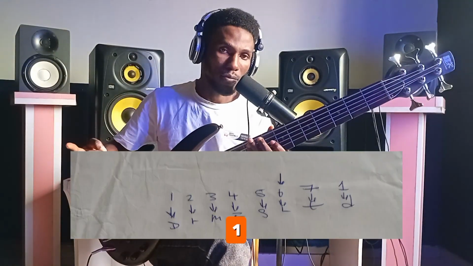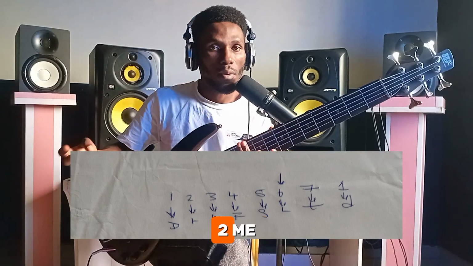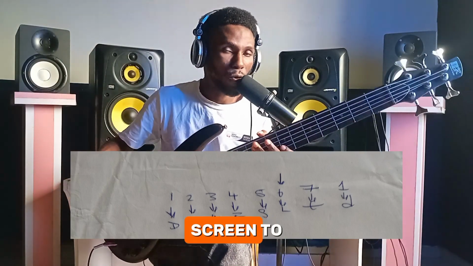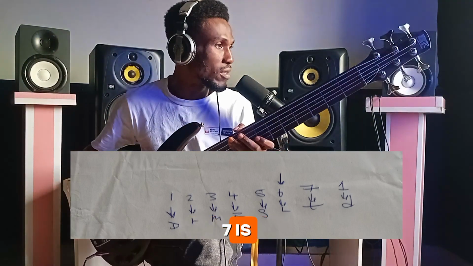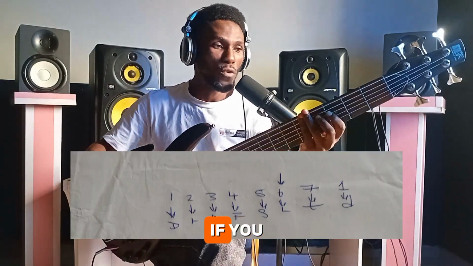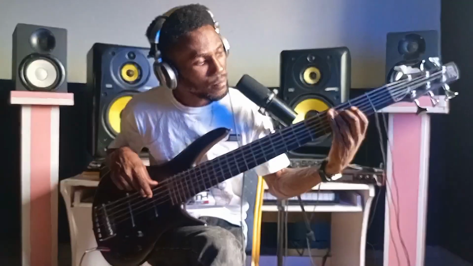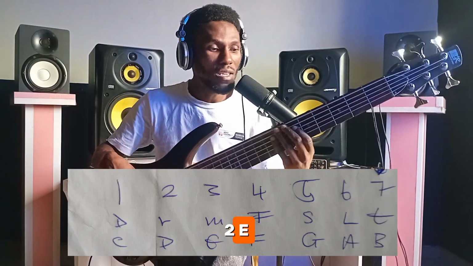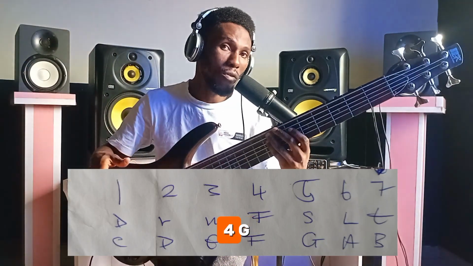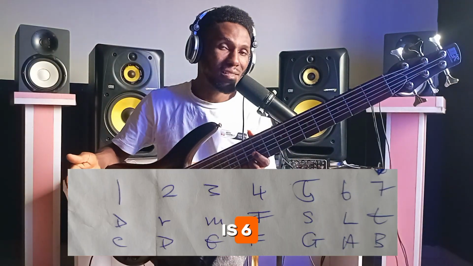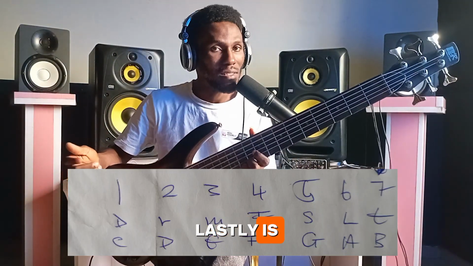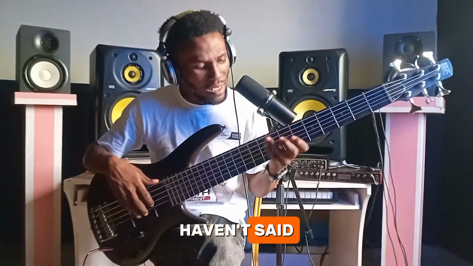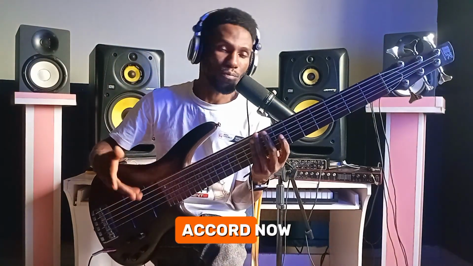Do is 1, re is 2, mi is 3, as you can see on the screen, up to 7, which is ti. So if you are using C to relate that, C will be 1, D is 2, E is 3, F is 4, G is 5, and A is 6. Then B, lastly, is 7. Now, having said that, let's get back to the chord.